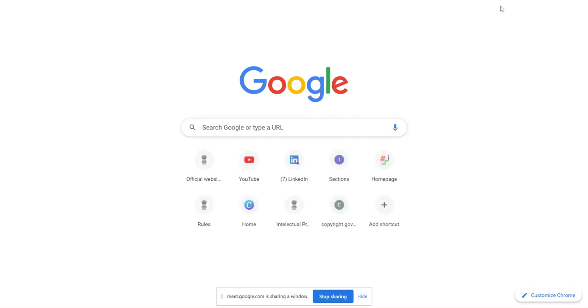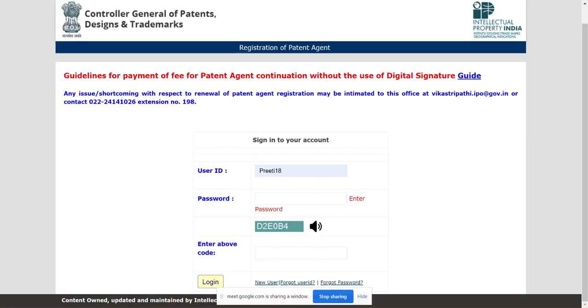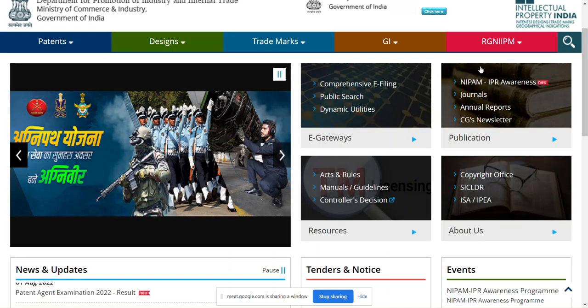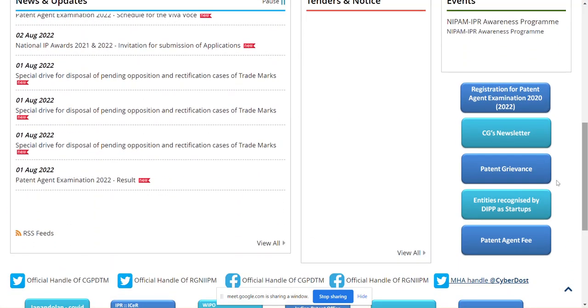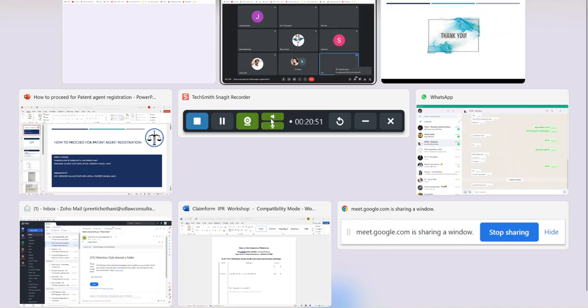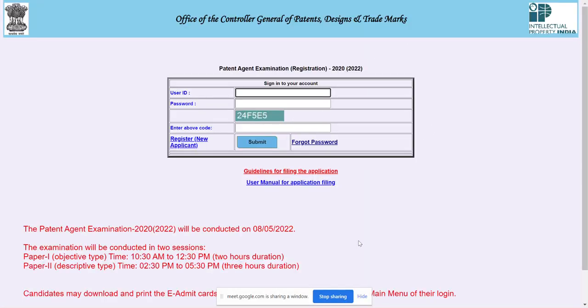I'm sorry, I'm a bit confused here. So this user ID and password, would these be provided to us later on? No, that will be the same which you used at the time of your registration for the patent agent examination. I don't think I registered from this place. It was 2 years back, before the pandemic. Yes, this is the same one in which the user ID and password remain the same.